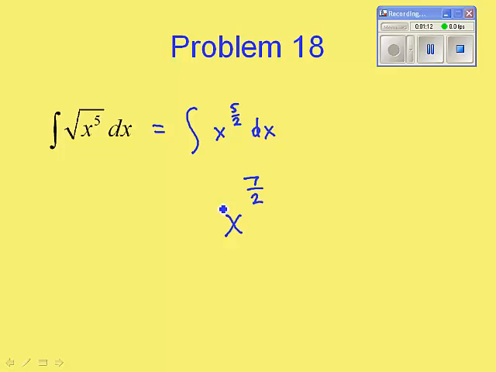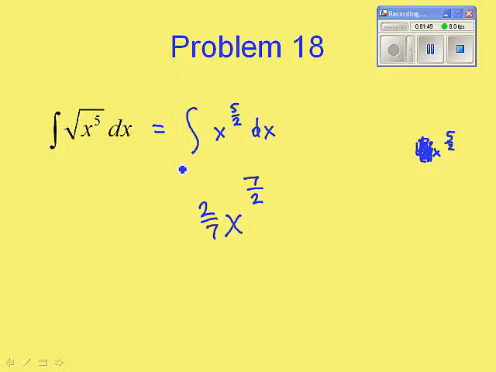Of course, this is not the total answer yet. If I thought that was the answer and I took the derivative of this, I would get 7/2 x to the 5/2. But I don't have that 7/2 there. See that? So what do I put out front to compensate for that? If I put 2/7 out front, so that 2/7 is already out front, what's going to happen when I bring down the 7/2? It all cancels out. Do you guys see how that works?